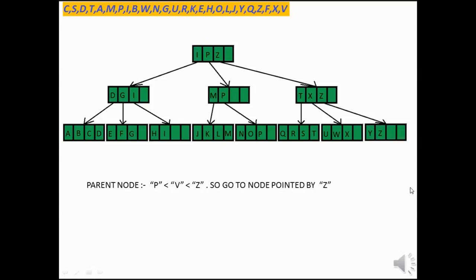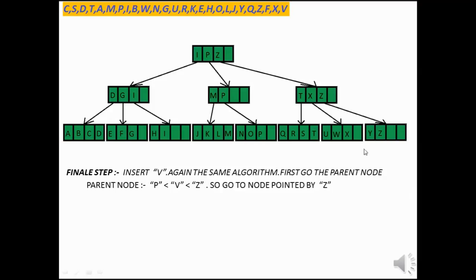So now we come to the final step, that is the insertion of V. Here I'll be repeating the whole algorithm again so that if you have any doubt it will be clear. So go to the parent node. We have to insert V. V is greater than I, go to P. V is greater than P also, compare it with Z. Now V is less than Z. So till here it is clear that V has to come to the child node pointed by Z. I hope till now it is clear.